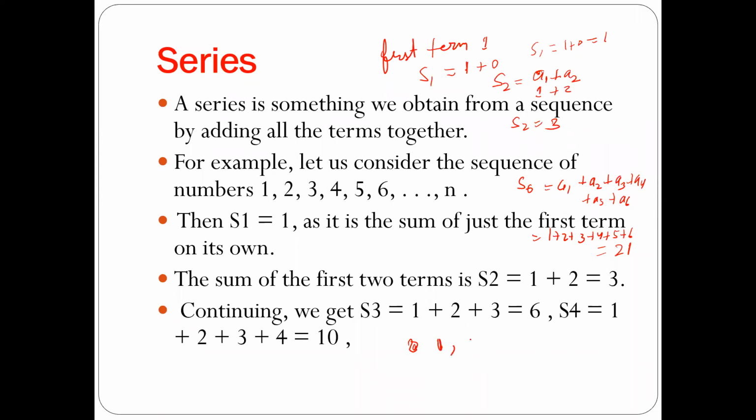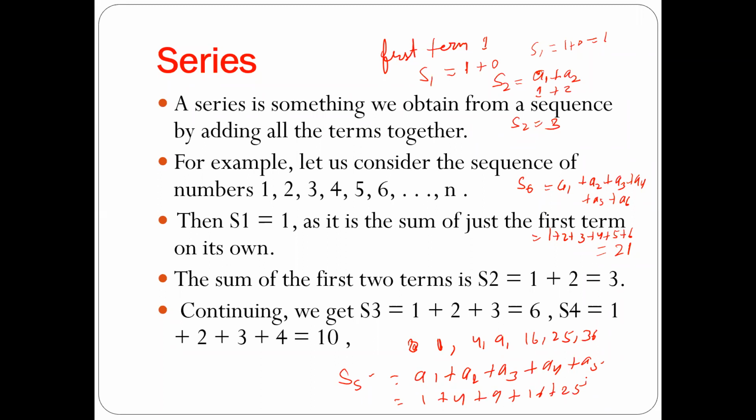1, 4, 9, 16, 25, 36. Now find the S5. S5 means A1 plus A2 plus A3 plus A4 plus A5. Sum up to the fifth term. That means 1 plus 4 plus 9 plus 16 plus 25.